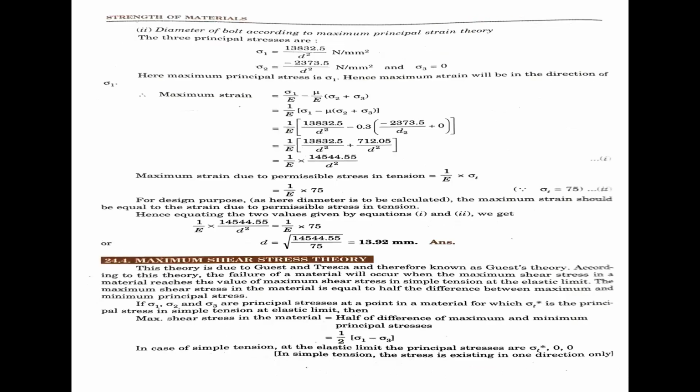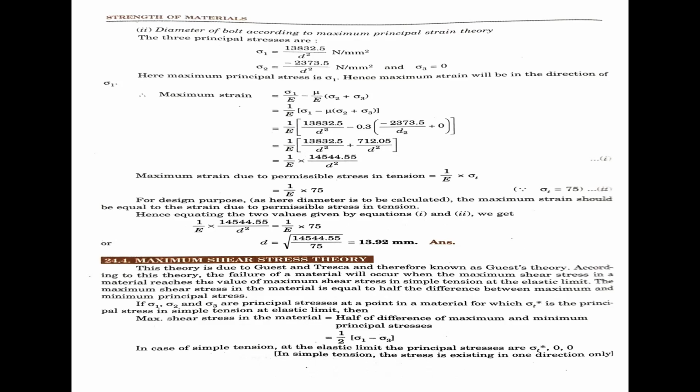And the second one is determining the diameter of the bolt according to maximum principal strain theory. Okay, this is the second theory. The three principal stresses are also there: sigma 1, sigma 2, sigma 3. Here the maximum principal stress is sigma 1, hence the maximum strain will be in the direction of sigma 1. Sigma 1 equal to capital E, minus mu by E, sigma 2 plus sigma 3.